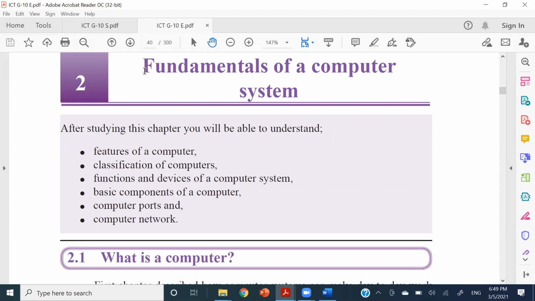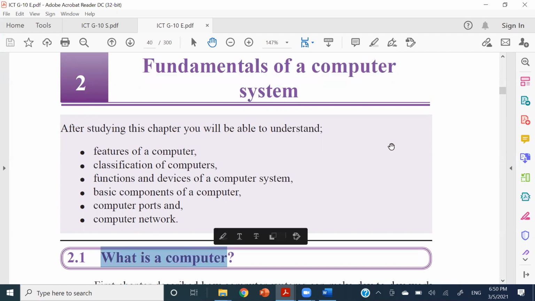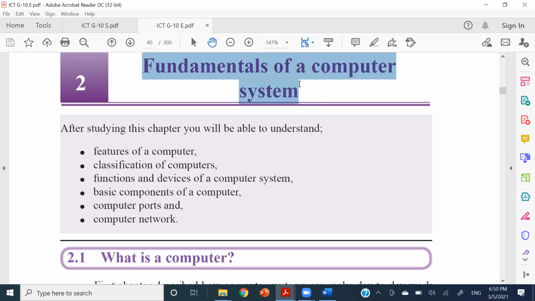Right? So you can do it if you want. That is how I maintain the notes, right? So you can have the topic, the second lesson, fundamentals of computer system, and you can write the subtopic straight away. What is a computer? So fundamentals of computer system is the main heading, and the first subtopic is what is a computer.